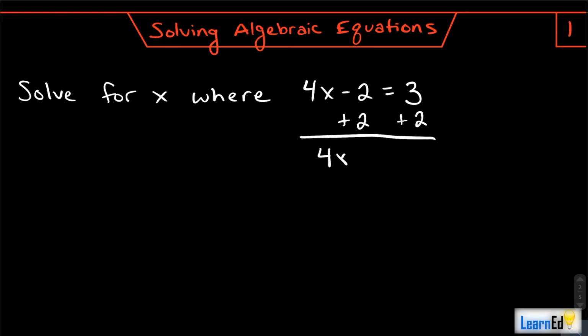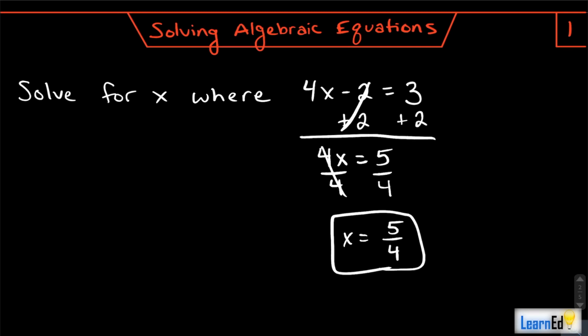And then you have 4x, these 2's go away, and you have 4x equal to 5. Divide by 4 on both sides now. Now you can divide by 4, and we're dividing by 4 because 4 over 4 is just 1. So we get x equals 5 over 4.